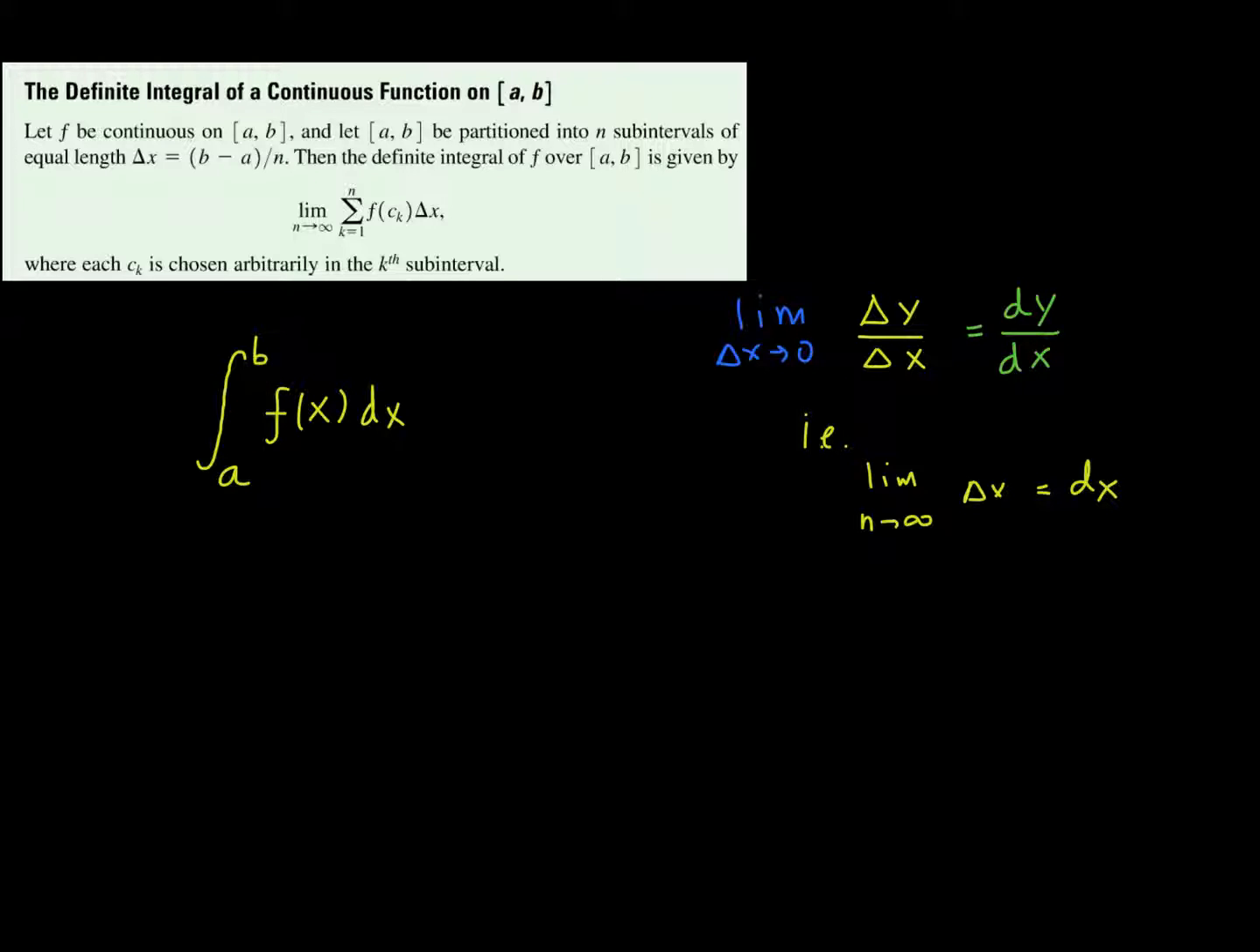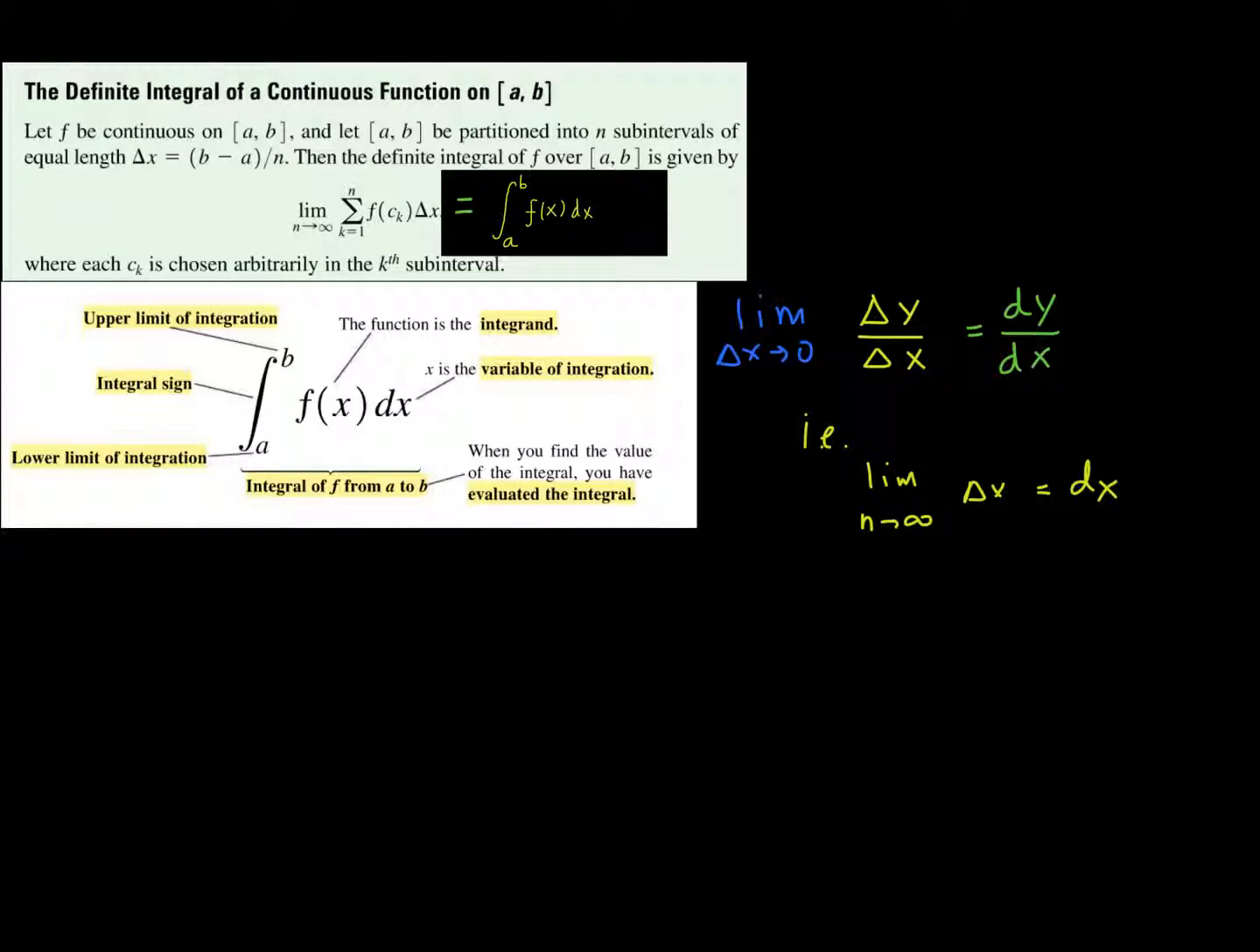So now that we've completed our definition, we have a little bit of new notation, and here are the names for each piece of the notation. So write this down, learn it. It's on page 284 if you want to go take a look at what the book has to say about it.